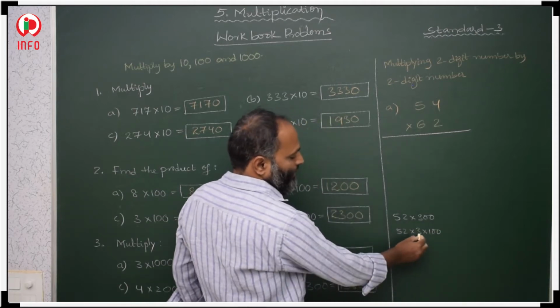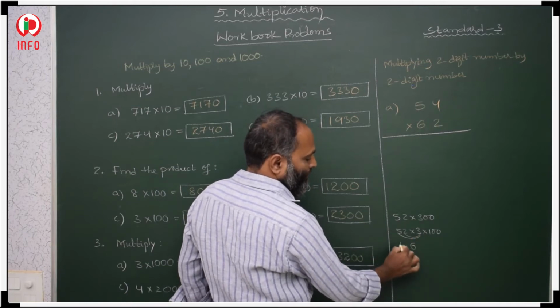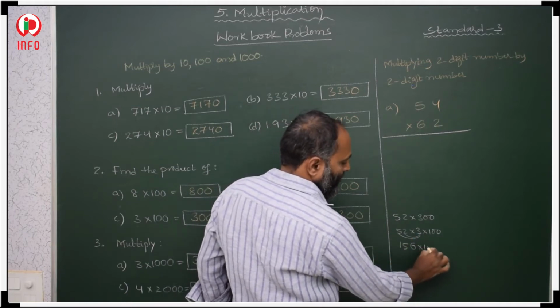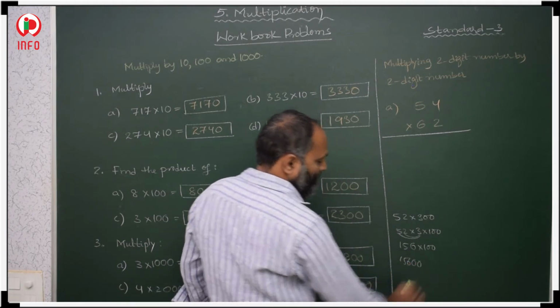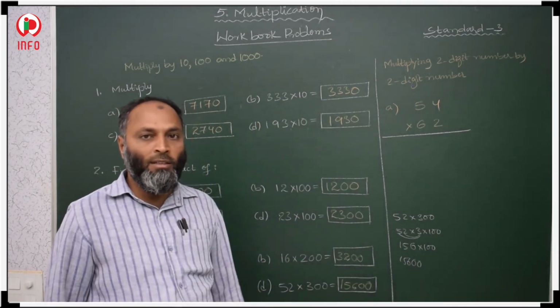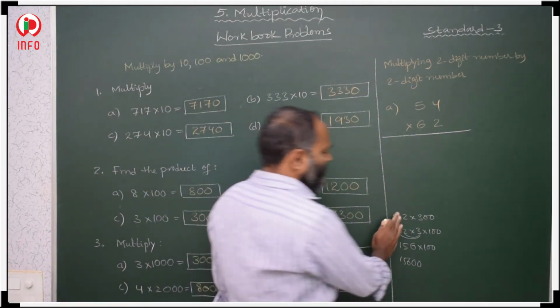52 3s are, first you multiply: 3 2s are 6, 3 5s are 15, so 156 into 100. 156 into 100 means 2 zeros. So in detail we have to do it like this. Okay.